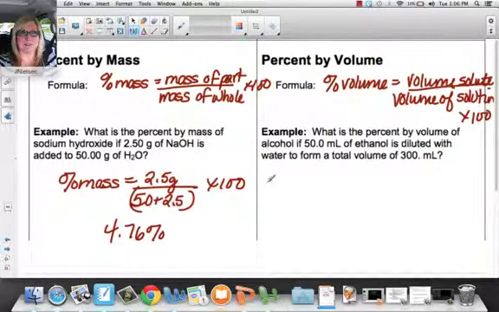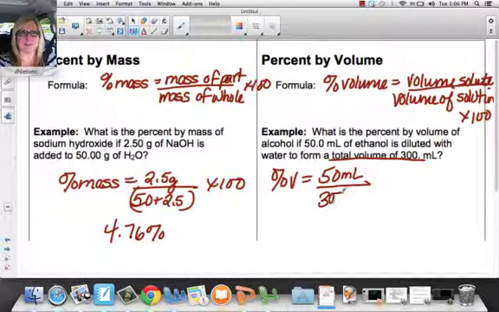So here we have percent volume equals, if we have 50 mils of alcohol diluted with water to form a total volume of 300. Now this is important on the wording, because your volume of solute is your 50 mils, but this was added to make a total volume of 300. So we don't add the 50 to the 300 here, it's just 50 over 300, because that 50 is incorporated in this, times 100. And that's going to give me 16.7%.